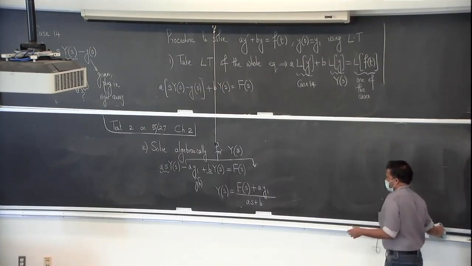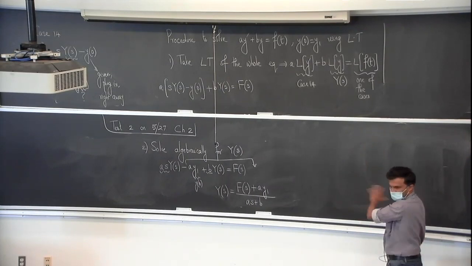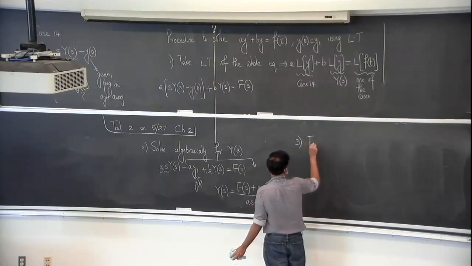So if you have done some math in your life, you should be able to do steps 1 and 2 pretty easily. There's nothing complicated here, right? Copy from the table, solve for Y of s. Everything going okay now. Step 3, take the inverse Laplace transform.